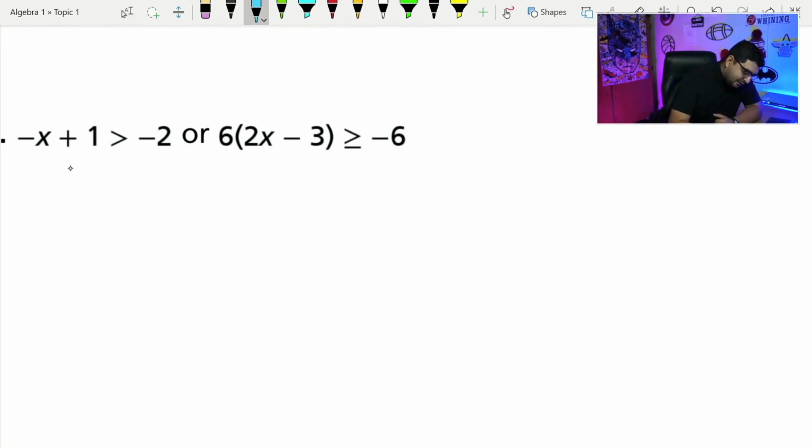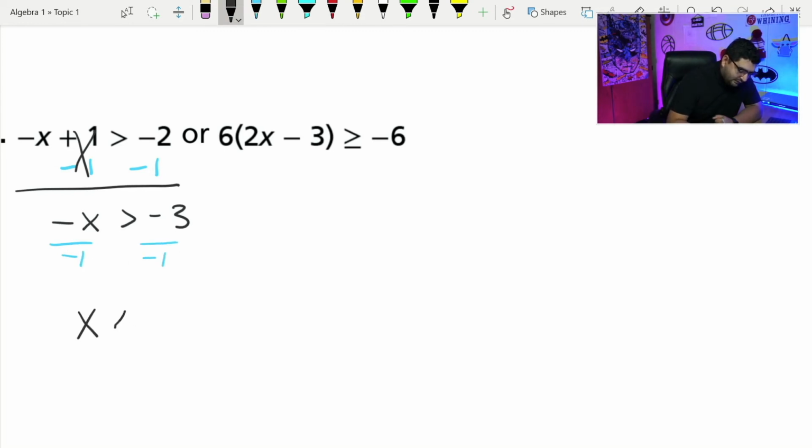So here, again, I have negative x plus 1 is greater than negative 2. I can go ahead and solve this by subtracting 1 from each side. I will then get negative x is greater than negative 3. I can then divide by negative 1, and again this is going to cause me to flip my inequality symbol because I'm dividing by a negative. So here's one inequality.